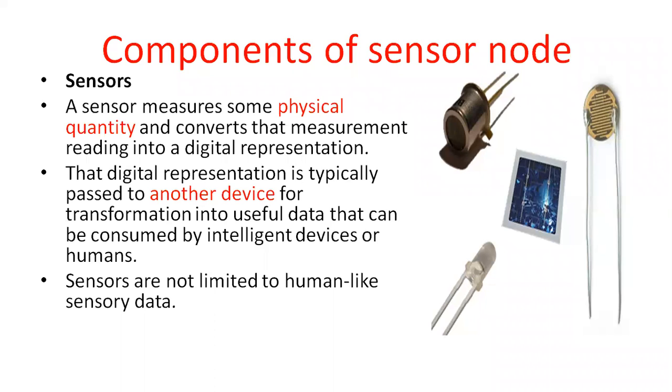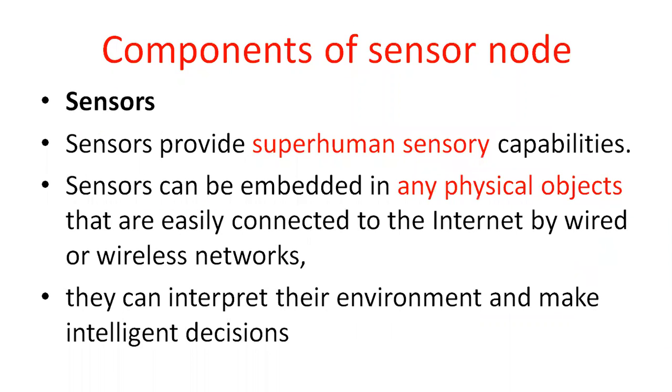Sensors are not limited to human-like sensor data, and they provide a superhuman sensory capability. Sensors can be embedded in any physical object that can easily be connected to the internet by a wired or wireless network. The sensors can interpret their environment and make intelligent decisions. Interpreting the environment means it takes humidity, converts it into some form of information, and that information is transferred to other devices.